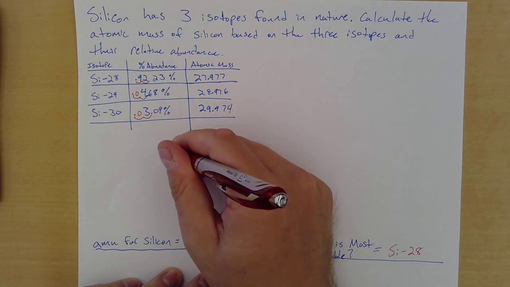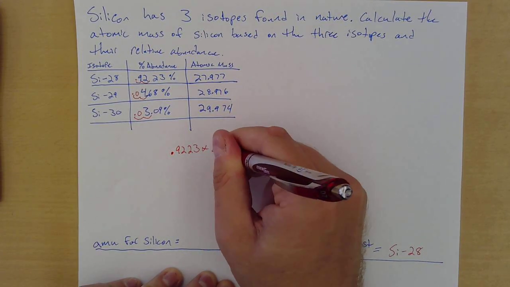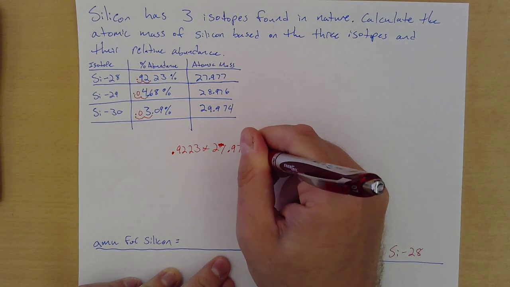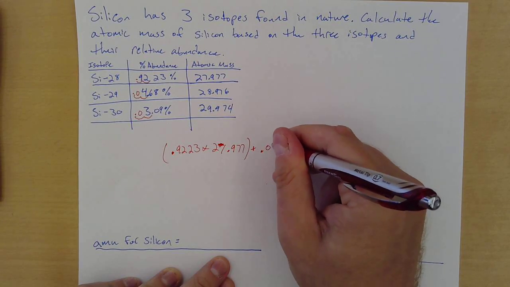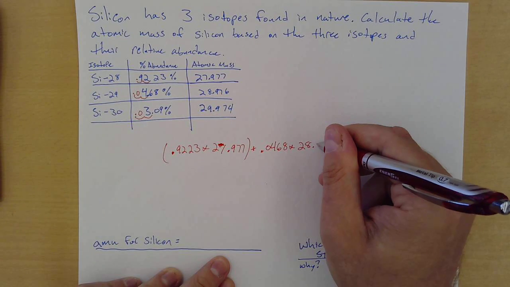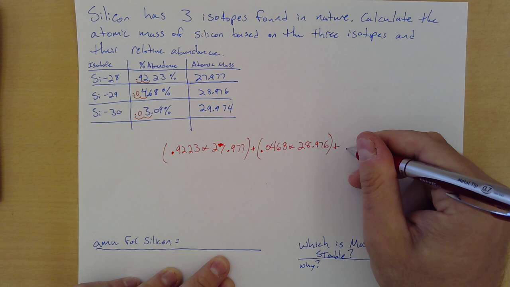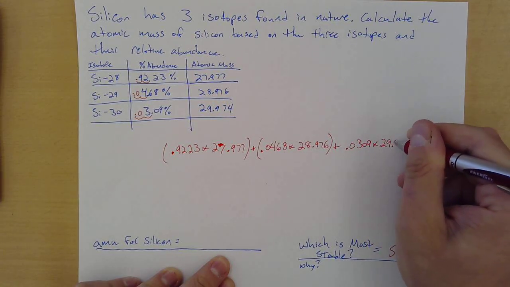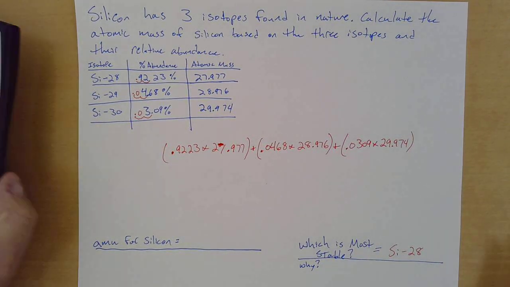So we got 0.9223 times 27.977, and we're going to plus 0.0468 times 28.976, plus we have 0.0309 times 29.974. So we do all this math and we're going to add them all together.